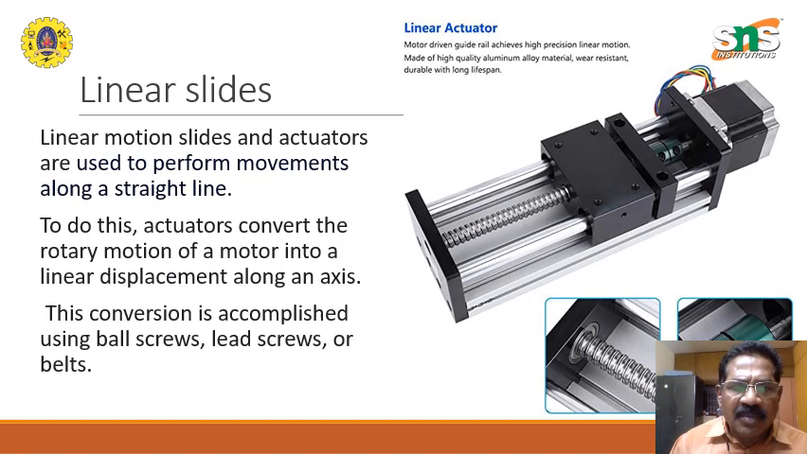Next we will look at the linear slides, an extension of the linear screw. The linear slide actuators are used to perform movements along a straight line. To do this, the actuators convert the rotary motion of the motor into a linear displacement along an axis. This conversion is accomplished using ball screws, lead screws or belts. This is a linear actuator, where this sliding movement is accomplished using a ball screw, a lead screw, or even a belt.